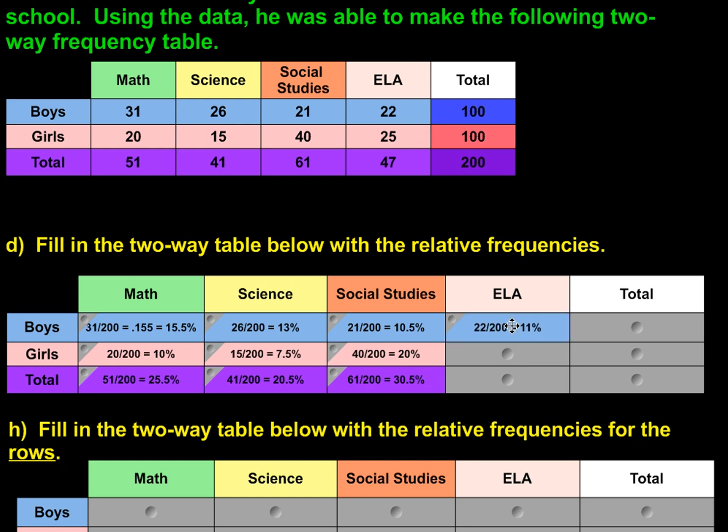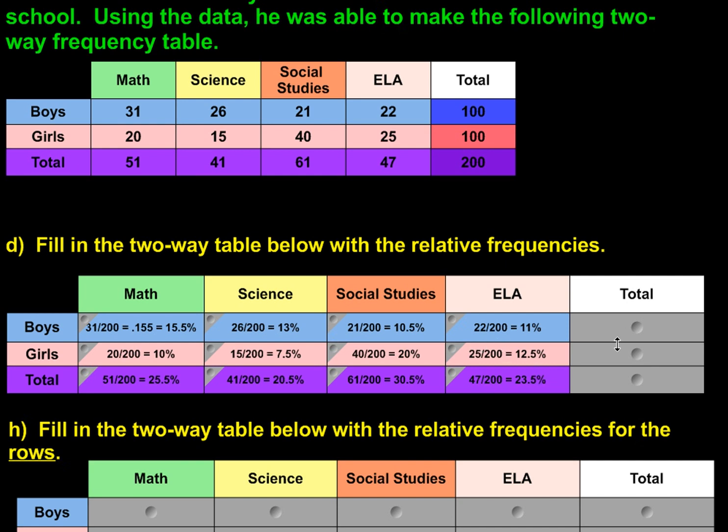Moving on to ELA, we have 22 out of 200, which is 11%. We have 25 divided by 200, which is 12.5%. And a total of 47 divided by 200 gets 23.5%.